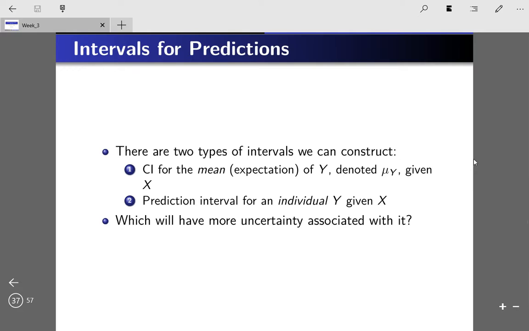So the amount of uncertainty in our predictions matters in terms of how useful our model is. So there's prediction intervals, which is for an individual value that we're making a prediction for. And then we also have confidence intervals for the expected value or mean of y, the response, which we denote with mu sub y, given our explanatory variable x. And so this is, again, different. A confidence interval for the mean response is different than the prediction interval for an individual response value. So it's important to think about which one will have more uncertainty associated with it. And they also have different interpretations in general.